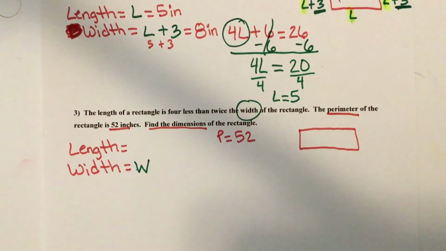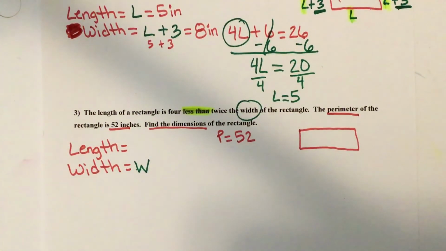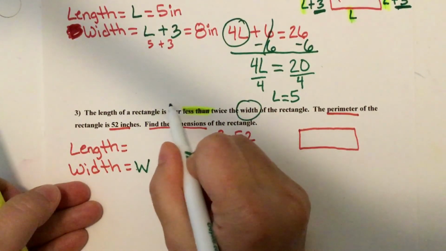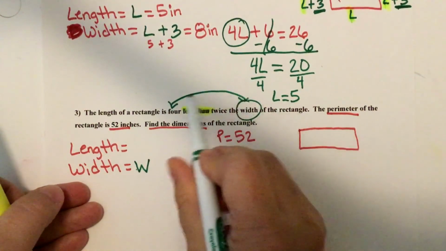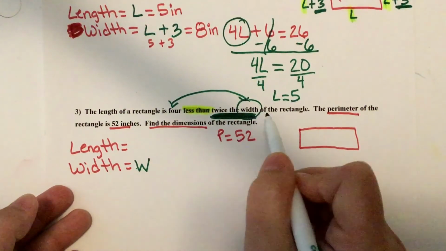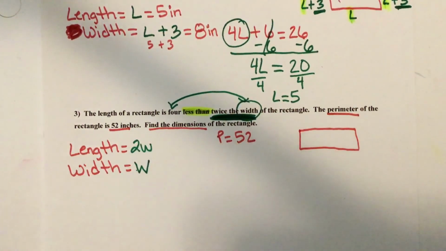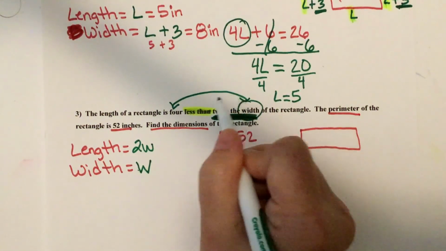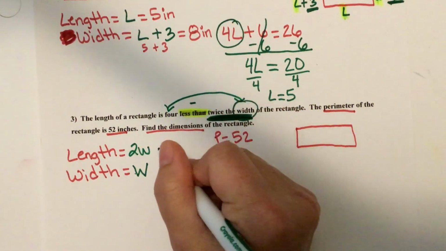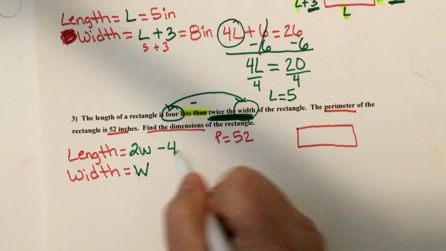Okay, do you see a switch word in there? More than, less than, subtracted from, fewer. Yeah, less than is a switch word. So whenever you see a switch word, you start in the back and work your way to the front. So in the back, it says twice the width. So twice the width, that's 2W. Twice means multiply by 2. Then work your way backwards. Less than is subtraction. And then work your way backwards, and you see 4. And so you write a 4.